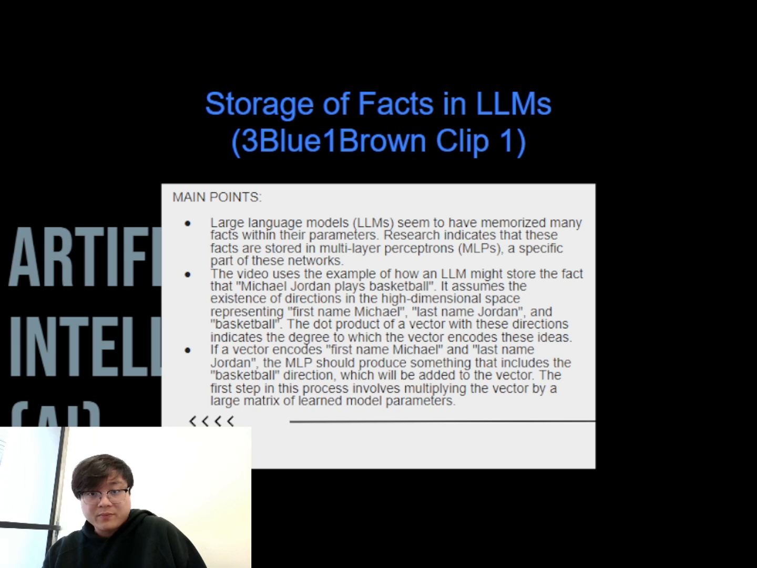between words and concepts. Let's take the example of the statement Michael Jordan plays basketball in the high dimensional space where words are represented as vectors. There exist specific directions corresponding to concepts like first name Michael, last name Jordan, and basketball. When the model processes the input Michael Jordan, the MLP calculates a transformation that guides the representation toward the basketball direction. Essentially, the model predicts what comes next by multiplying word vectors with a learned matrix of parameters.